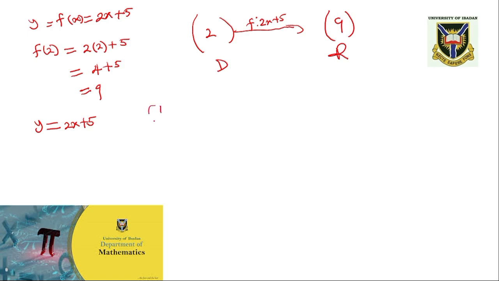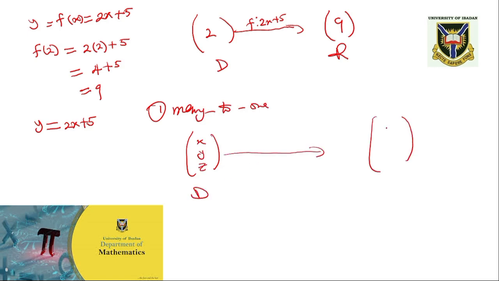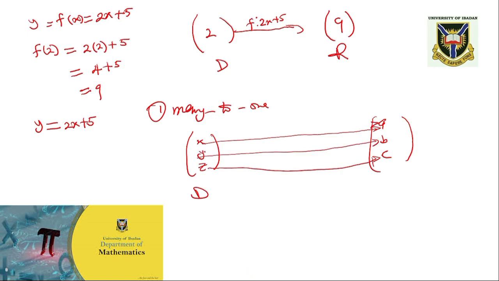I've talked about the many to one function, in which case you have more than one member of the domain mapped to a non-unique member of y. Say we have some members a, b, and c in this case. So if we have x takes to a, y takes to b, and z takes to c. If we have, let's say, y is taken to c, for example, you can say that y and z are mapped to c.